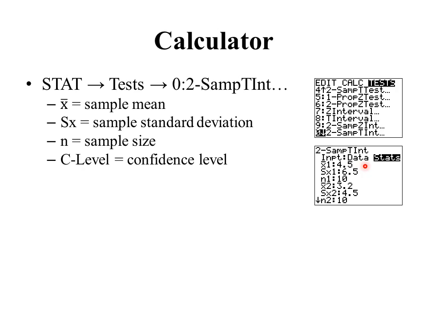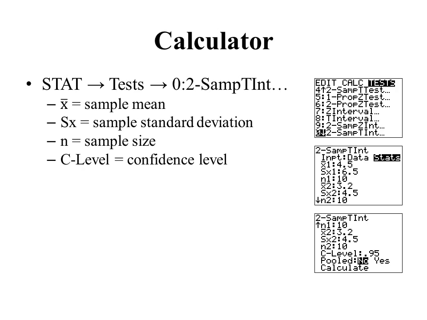But we don't have raw data in this case. All we have are summary statistics. So we're going to choose this option, and we see it asks for x bar 1, sx1, n1, x bar 2, sx2, and n2. And those are just our sample means, standard deviations, and sample sizes. Now if you see the down arrow there, that means there's more to input. So if you scroll down, you'll see we need a C level, which is always our confidence level in decimal form. And then next is pooled.